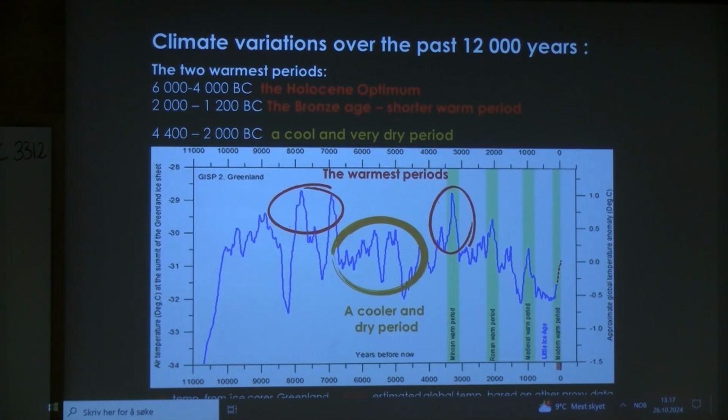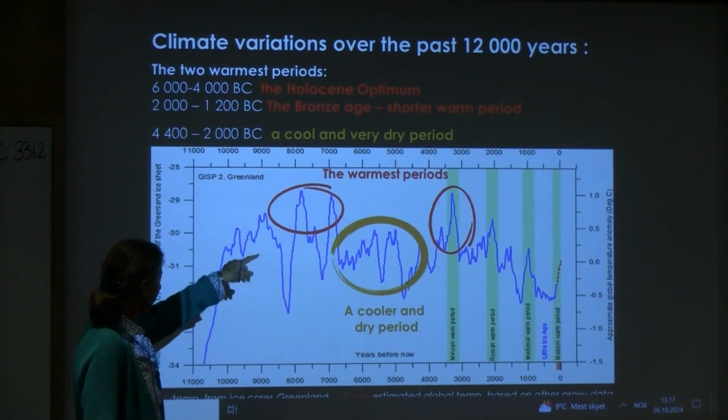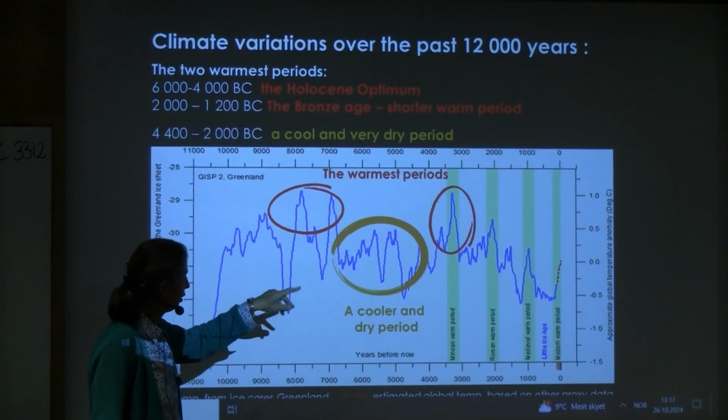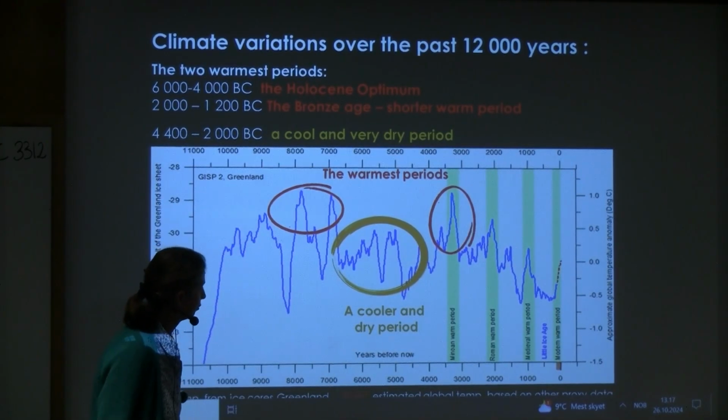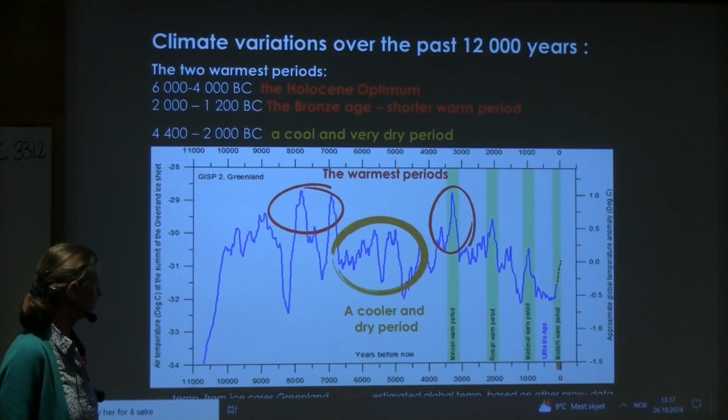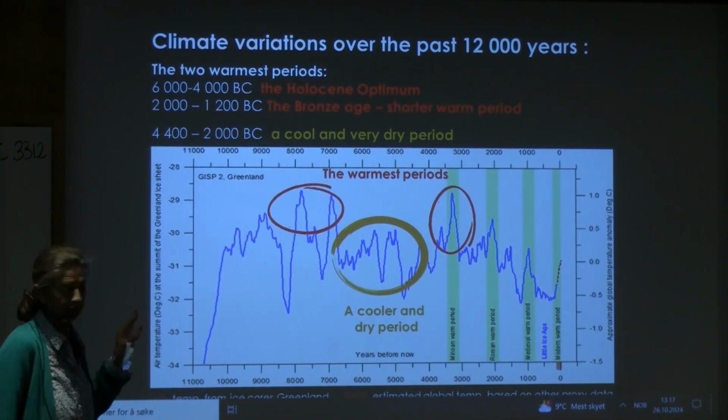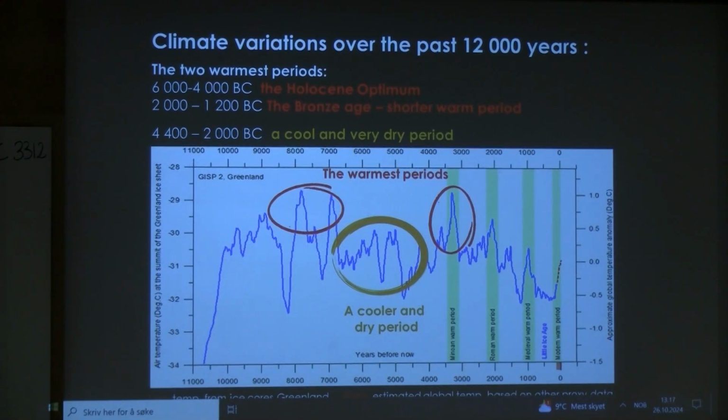So we can see from this graph that the two warmest periods were about 8,000 years BC, and then again a very warm period about 3,000 years BC. But in between there was a very cold and dry period. I don't know if I should have had a pointer here, but I haven't. So the first warm period is often referred to as the Holocene optimum, and the next one is the Bronze Age, a shorter warm period.